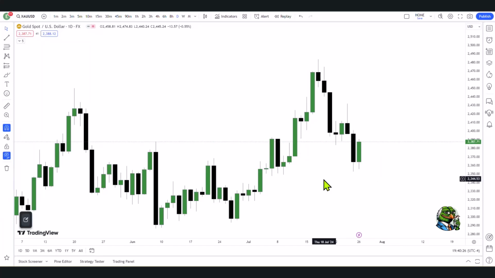I don't really see that happening. If it does, that's fine. I'm not concerned. I'm not looking at that short. I am looking for longs for that objective there. Okay, so that's what I'm looking for in gold.